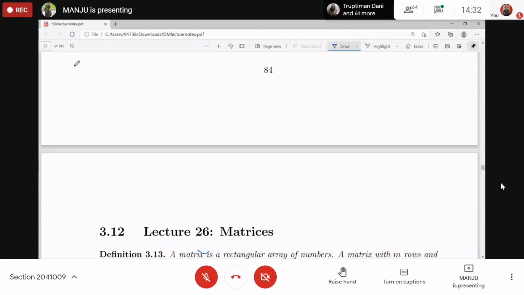First, how to represent a matrix. This matrix has A11, A12, and so on. So Aij, where i is for rows and j is for columns. And the order of this matrix, if m rows are there and n columns are there, is m cross n. Clear?